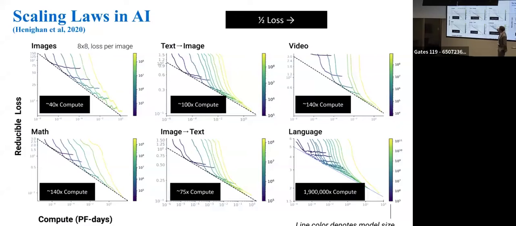So if you wanted to lower the loss for images, for these very small images, 8 by 8, you need to increase the amount of compute by 40x. It's not too bad. Now, if you wanted to improve it again, that's another 40x, because it's the power law. For text to images, 100x, video 140x, math 140x, image to text 75x. Language models, 1.9 million.